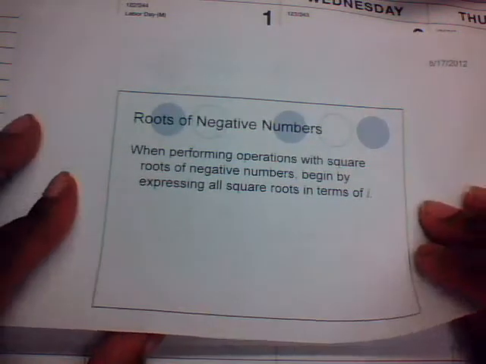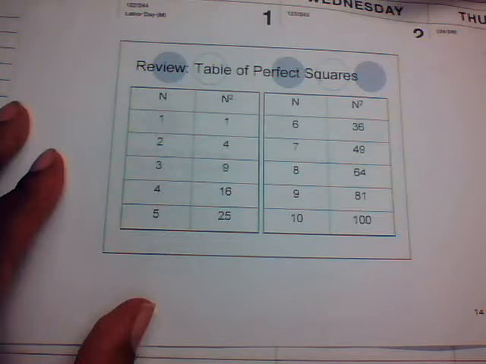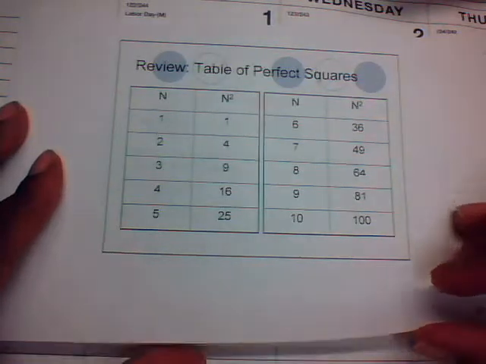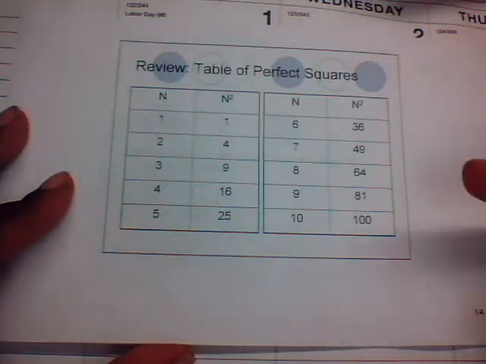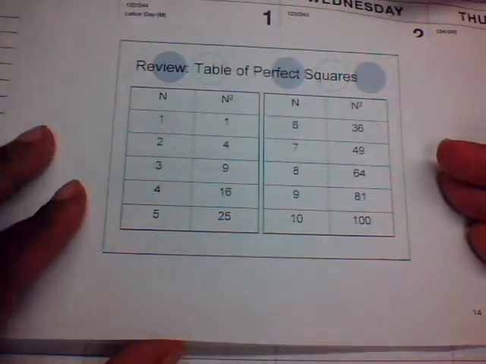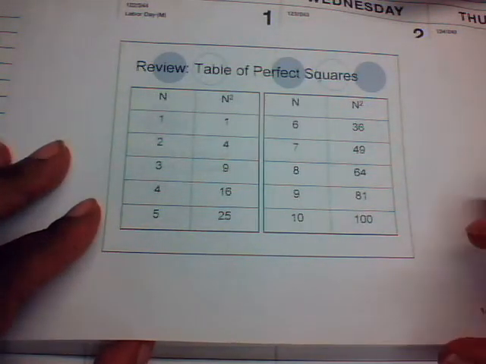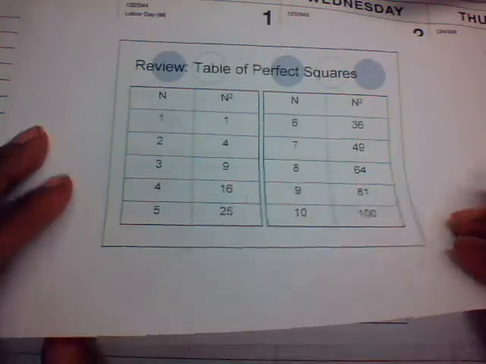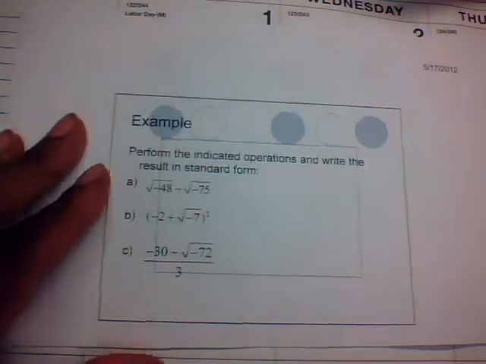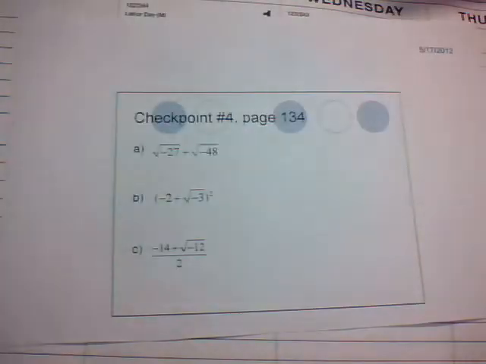Okay. Now next is just the table of perfect squares from 1 through 10. So if you're not familiar with the perfect squares, this is the table for that, and it only goes up to 10. Okay, I do have other examples. Let's use this one.